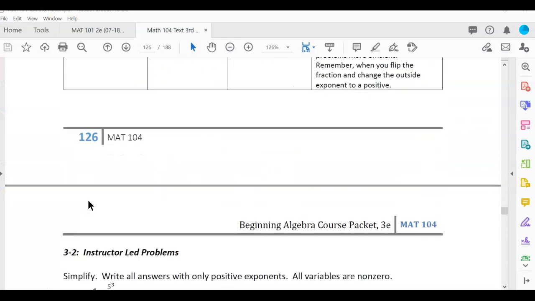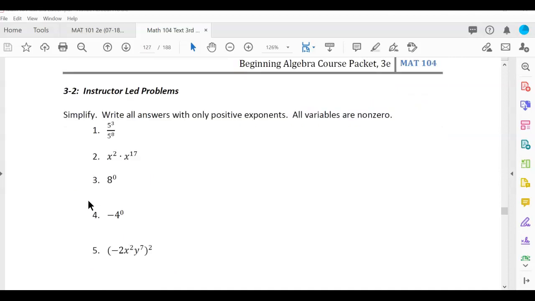All right, we're not going to deal with those types of problems because we're going to go right into section 3.2 instructor-led problems.